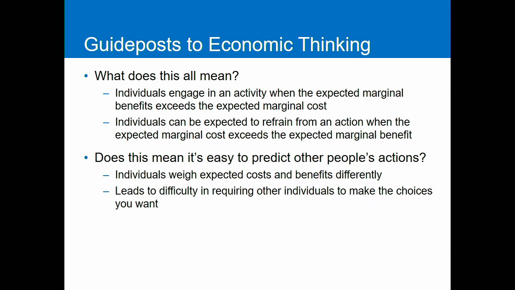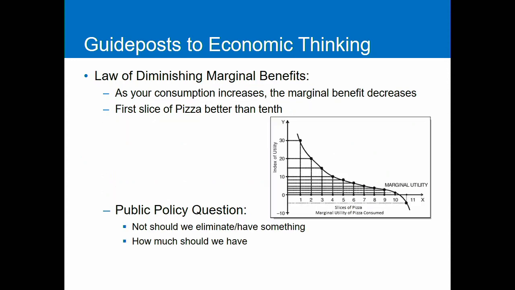This doesn't mean that it's going to be easy to predict what other people are going to do. Individuals weigh expected costs and benefits differently. We all have a different set of goals, different set of wants, different set of needs. So because of that, it ends up being difficult to require people to make the choices that you want them to make. I don't think we'll get to it today, but we'll be talking about that a little bit more next week.